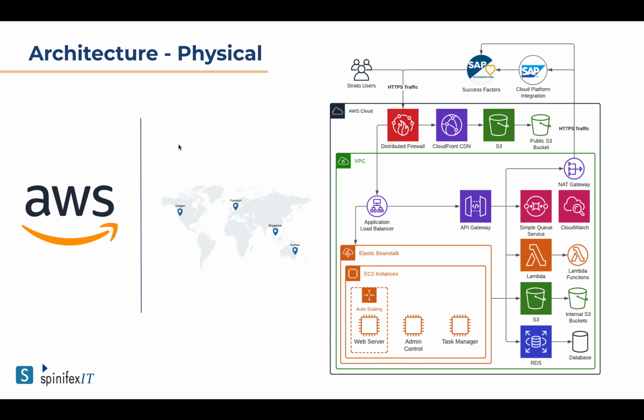So let's get physical now, about the architecture. Physically, our servers are hosted by Amazon and are currently hosted in 4 regions. We are in the US, in Oregon; in Europe, in Germany, Frankfurt; in Asia, in Singapore; and in Australia and New Zealand, we are in Sydney.